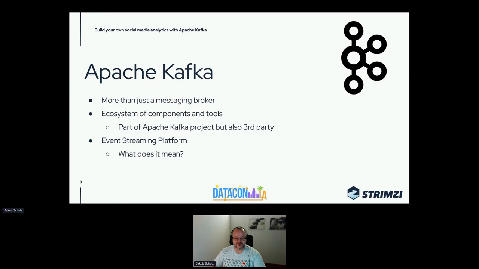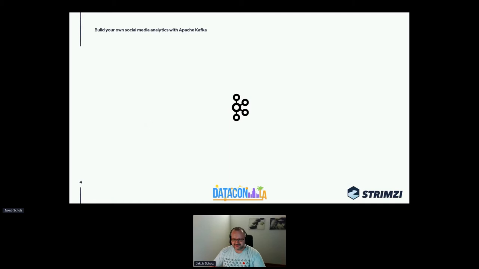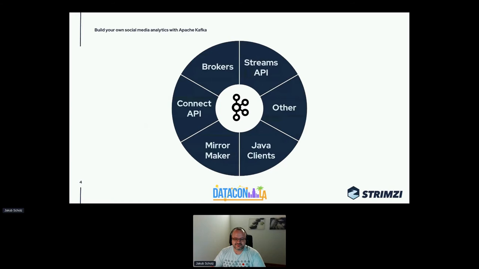For the ecosystem, Apache Kafka itself has several different components. There's of course the brokers themselves, which are almost always used. But then there's something called Kafka Connect API, which is used for integration with different systems to kind of get the messages or data from other systems into Kafka or get them from Kafka into some other system. There's also Mirror Maker, which has actually two versions these days, 1 and 2, which is used to mirror data between different Kafka clusters. There are the Java clients for producing and consuming the messages. There's also something called Streams API, which can be used for streams processing.